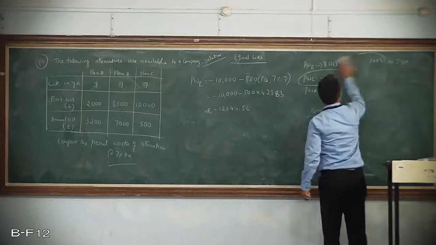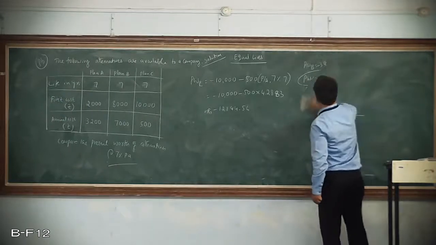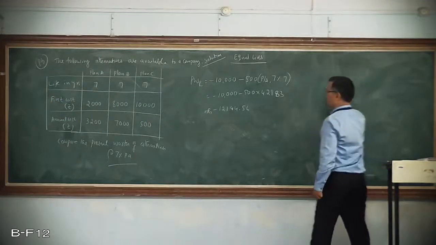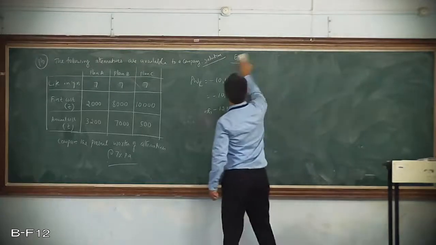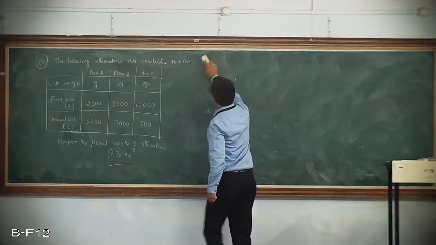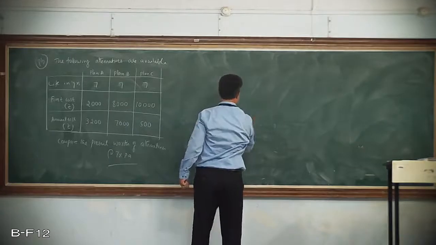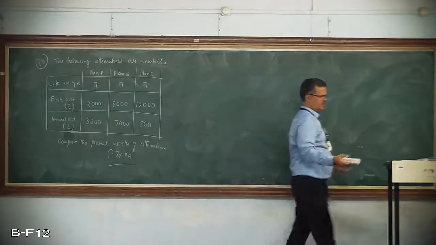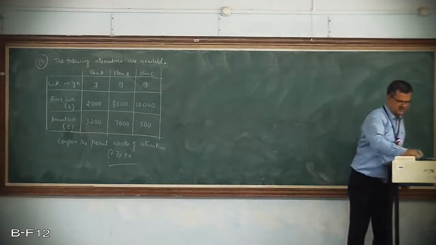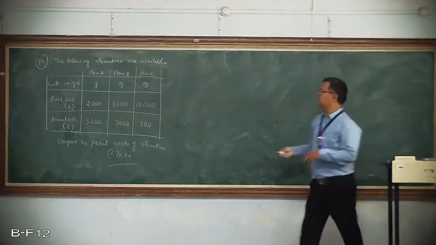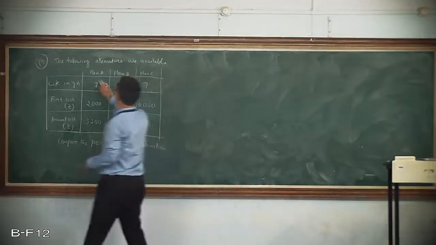Now, I'll take a problem wherein the asset life is not equal, where it is unequal. So I'll take the original column, it is 634.